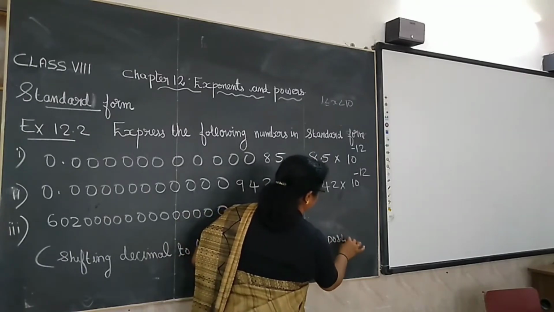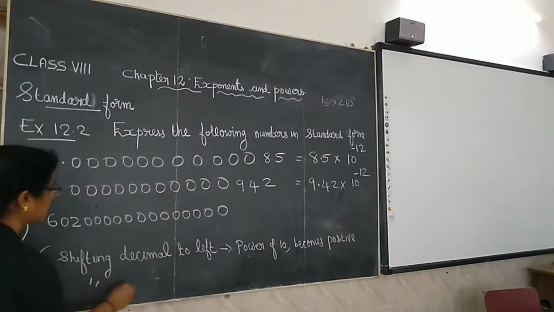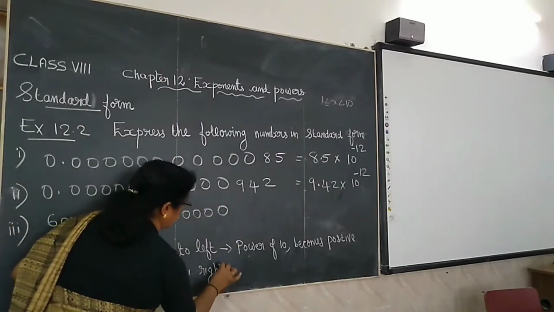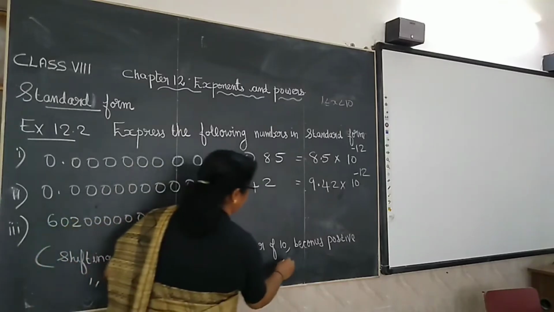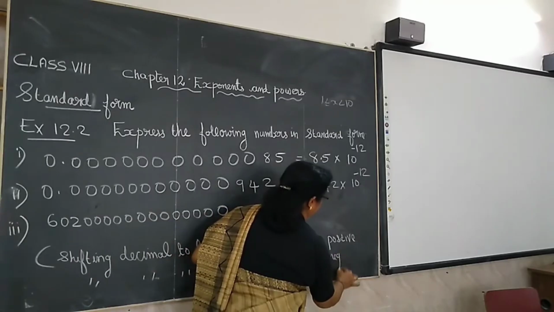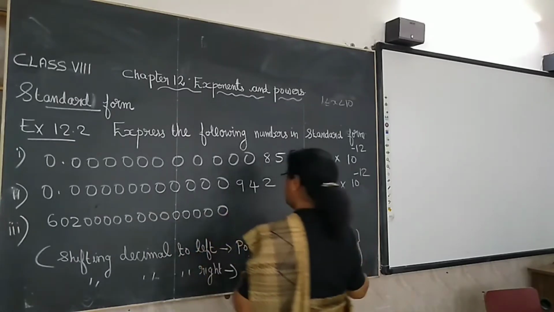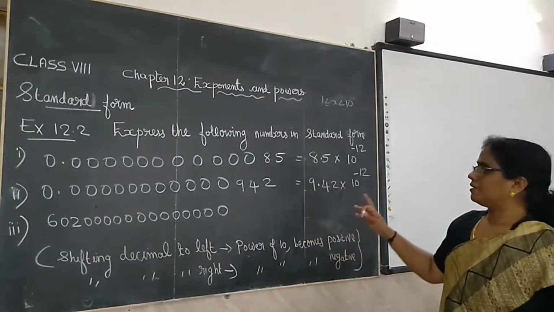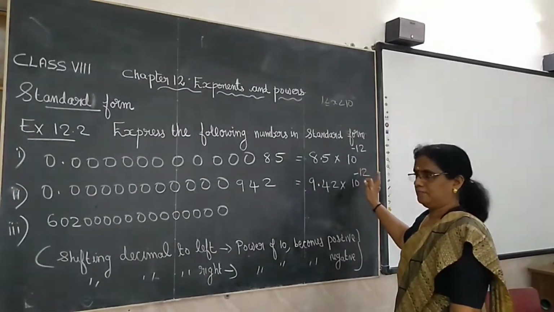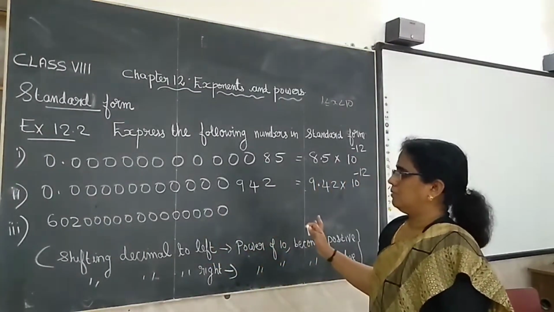Power of 10 becomes positive when shifting the decimal to the right side. Shifting to the left, the power of 10 becomes negative. This you can write in your copy so that you will remember when you have to put the negative and positive sign here. And now the next number you see, here there is no decimal.